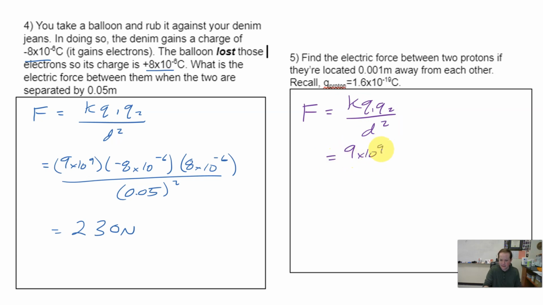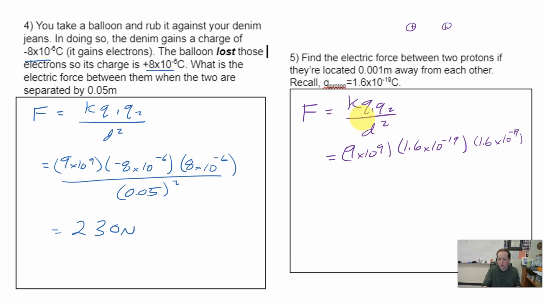9 times 10 to the 9th, that's K. Never changes. Charge of a proton, 1.6 times 10 to the negative 19. Students often miss this one, or they miss something on number 5 because they get confused about what to plug in. I have a proton and another proton. So Q1, it's a proton. Plug in the charge for a proton. Q2, it's also a proton. Some students think they need to multiply it by 2. But that's not what the equation says.